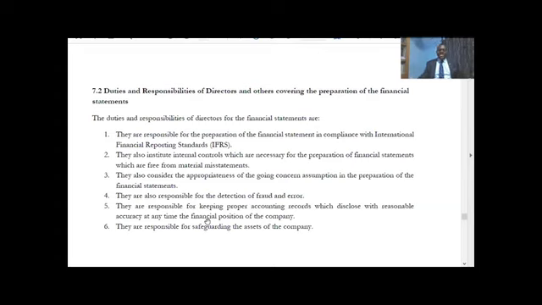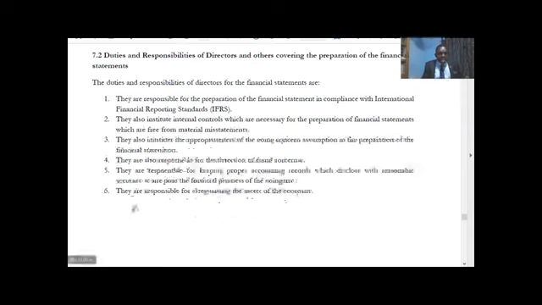So it's the directors' responsibility to put in place structures that will help them to detect fraud and error, and that could be done through the institution of internal controls. They are also responsible for keeping proper accounting records, which disclose with reasonable accuracy at any time the financial position of the company.